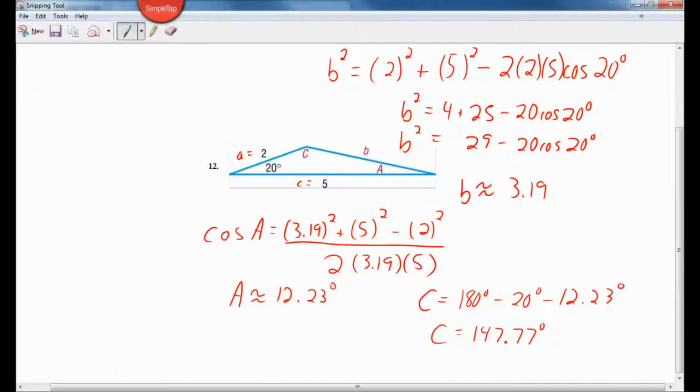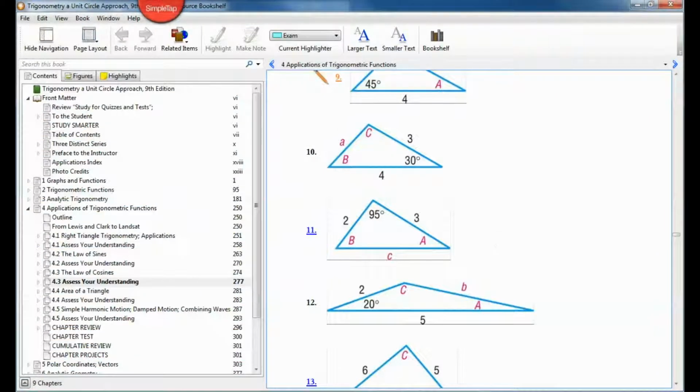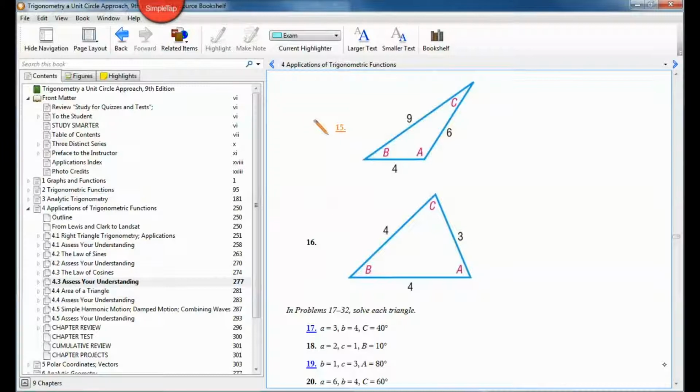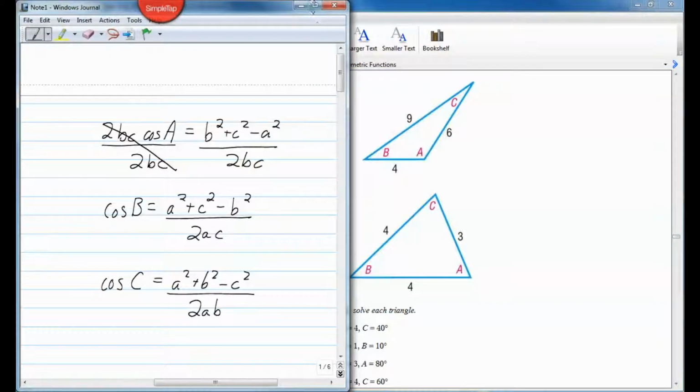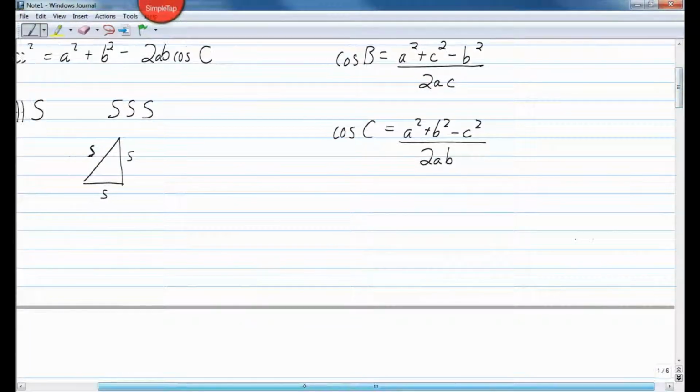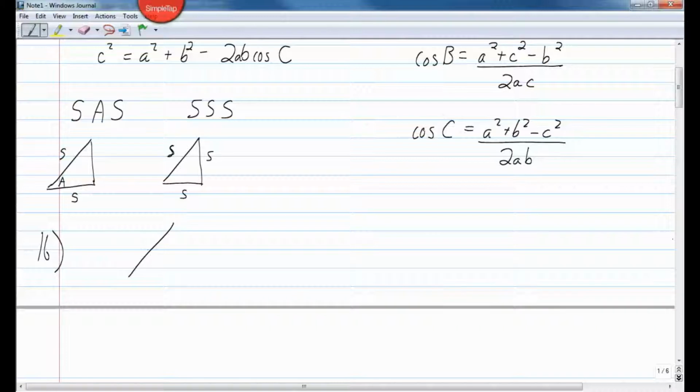Let's look at a side side side triangle. Okay, let's look at problem number 16. This is called a side side side triangle. All right, so I'm going to copy this one down, sort of like this. This was 4, this was 4, this was 3. This was angle A there, this was angle B, and this was angle C.